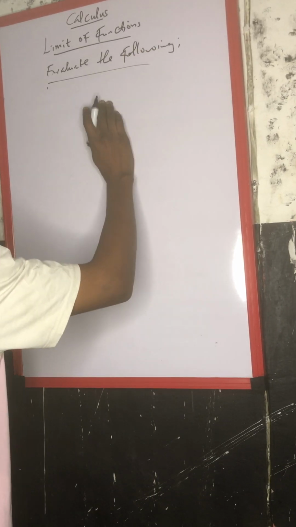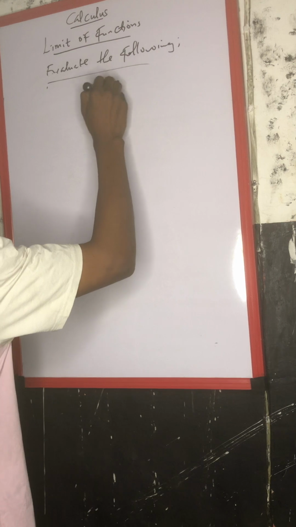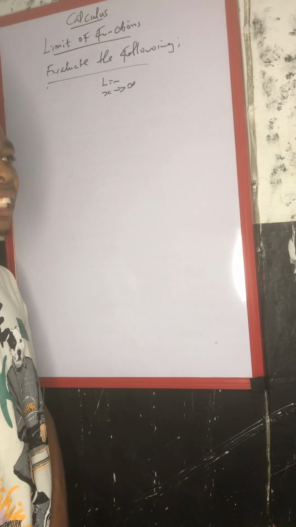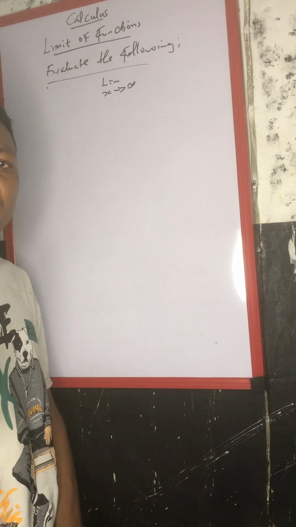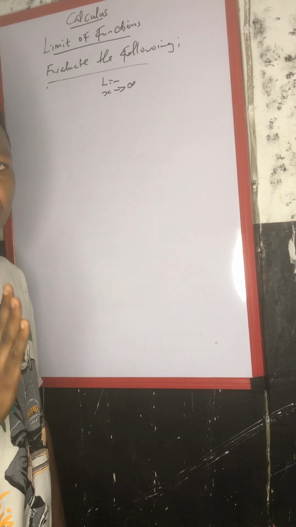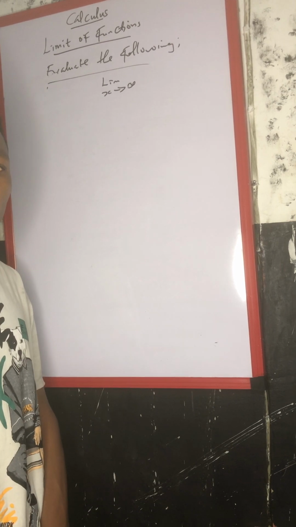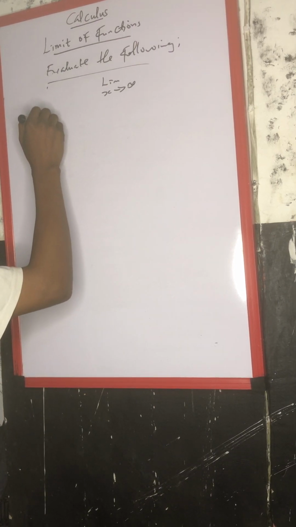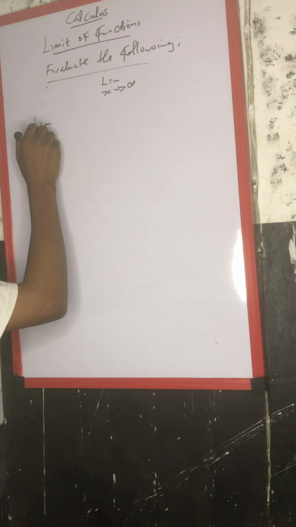On limit, all right, limit of s approaches what? Infinity. Now, whenever you are solving a limit of s approaches infinity, the first step you take is that you divide through by the highest power of the variable, by the highest degree.